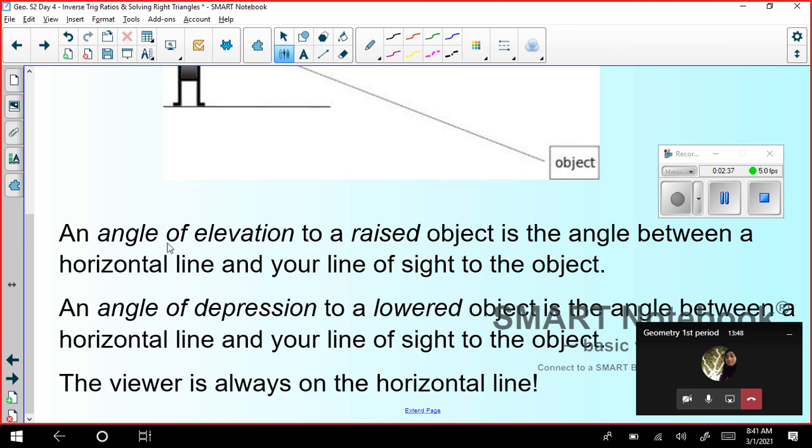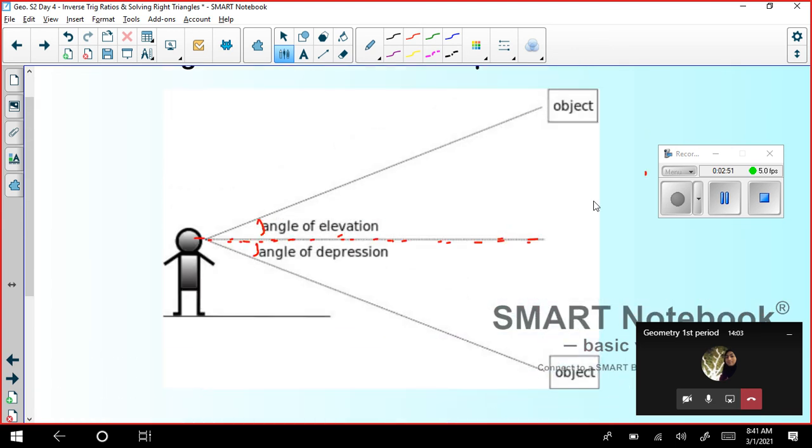The angle of elevation to a raised object is an angle between a horizontal line, that's the baseline, and your line of sight to the object. Whenever the object is placed here, this particular line becomes the line of sight, and this is the horizontal line or the baseline, and this is your angle of elevation.